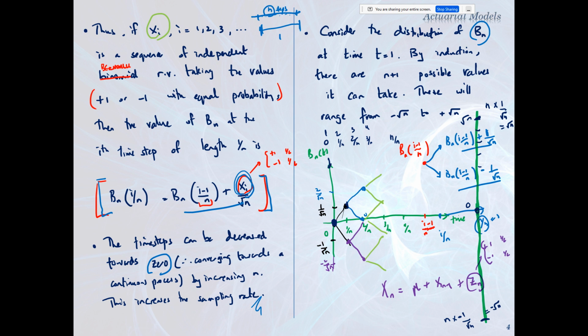So it is the nth time step, and it will have n plus 1 nodes. These will range from, as we have just written on the plot, minus square root n up to square root n. Good.